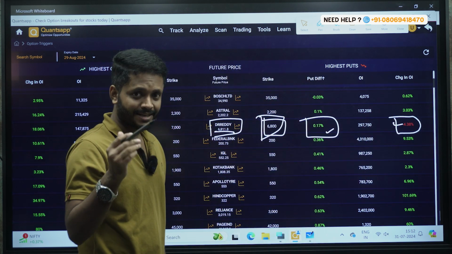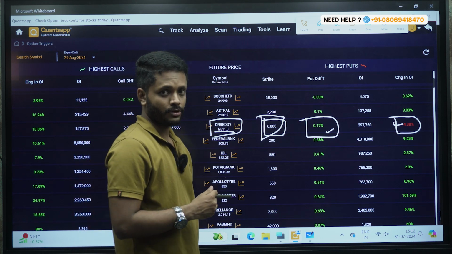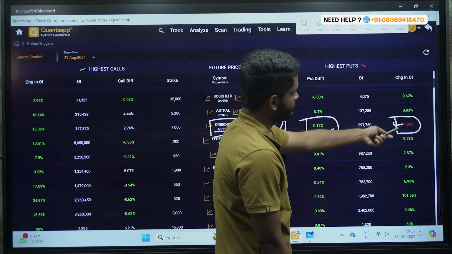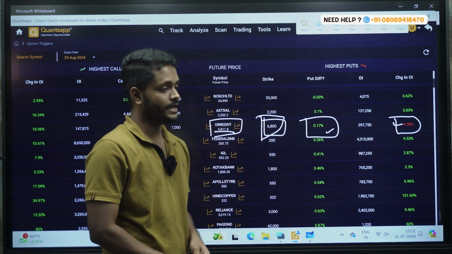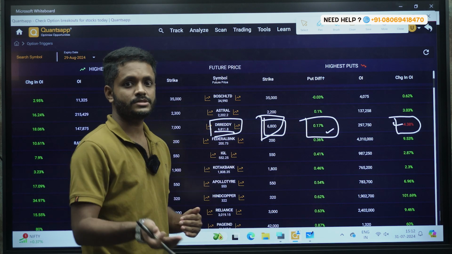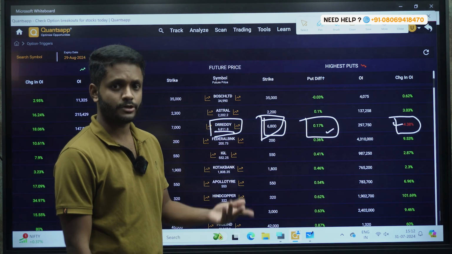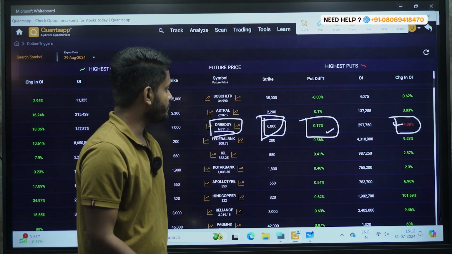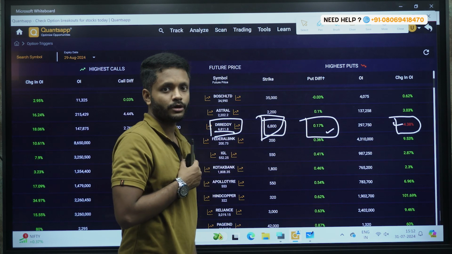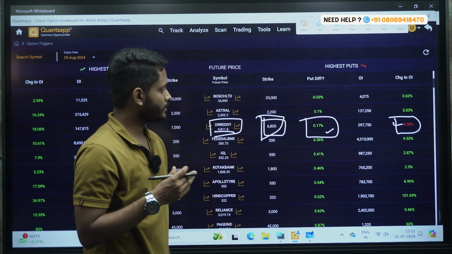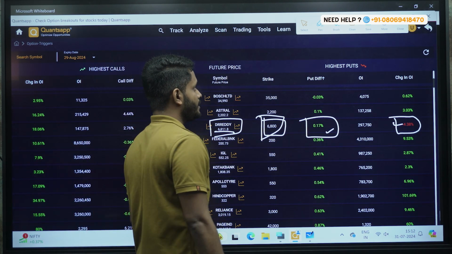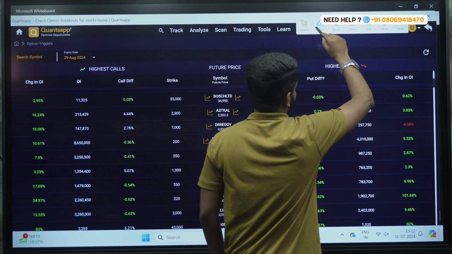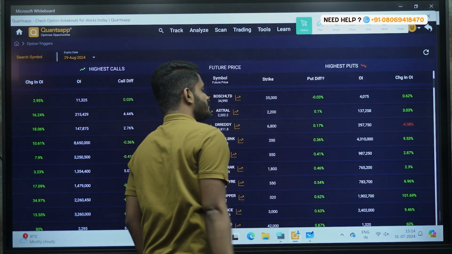Say the stock has started sustaining below the support level, and at the same time if this unwinding increases, say from 4% it has turned to 6, 8, 10, 15 and so on, that is a strong confirmation that this support is no longer going to protect. The stock might go further down. So I hope this is clear.